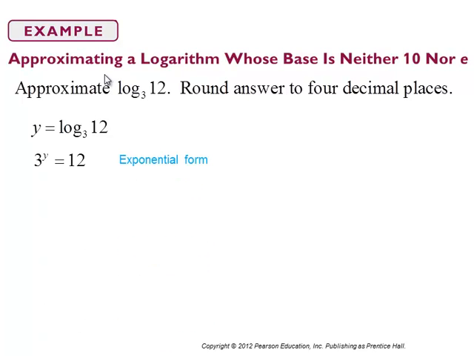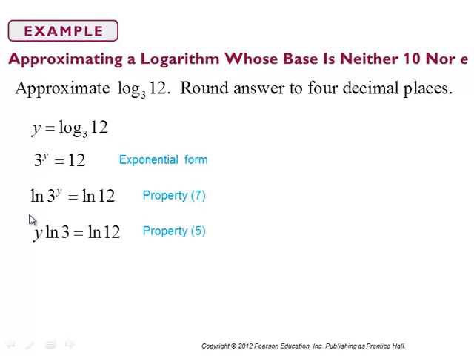That means that 3 to the y power is equal to 12. And then you can take natural log of both sides, or you can take log base 10 of both sides. It works with whatever base, but because we like natural logarithms, we'll use the natural log. So you can take natural log of both sides, and then use the power property on the left-hand side that brings the y down, and then divide both sides by natural log 3.